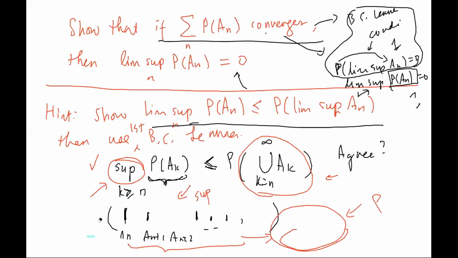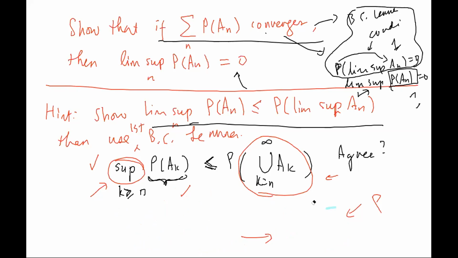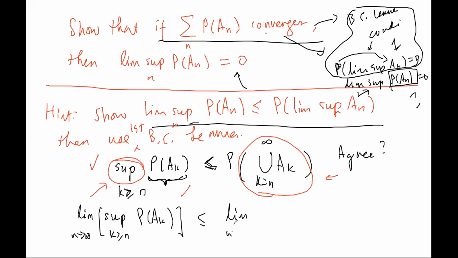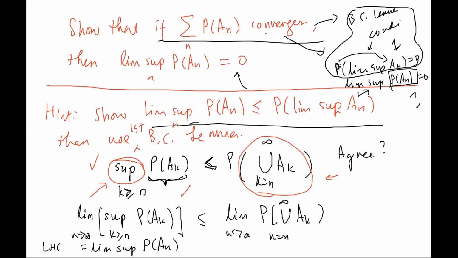So once we establish this, then we can talk about the next thing. You take limit on both sides, so you will get this, right? So basically your left hand side is just a lim sup of P of AN, by definition. So your left hand side is basically P of lim sup, and this one is definitely larger than 0.